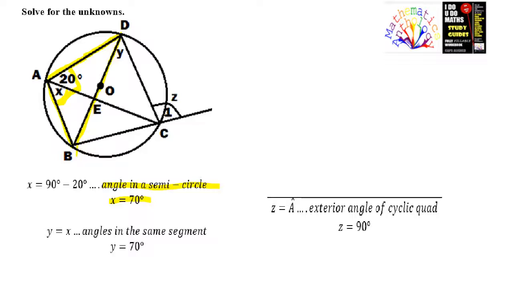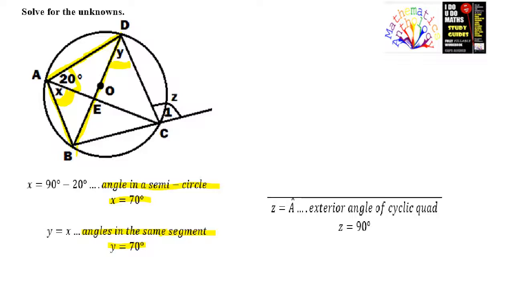Next, if I want to solve for y, I can see that y and x are in angles in the same segment position. So y is equal to x, and x is 70, which makes y equal to 70 as well because of angles in the same segment, the bow tie.